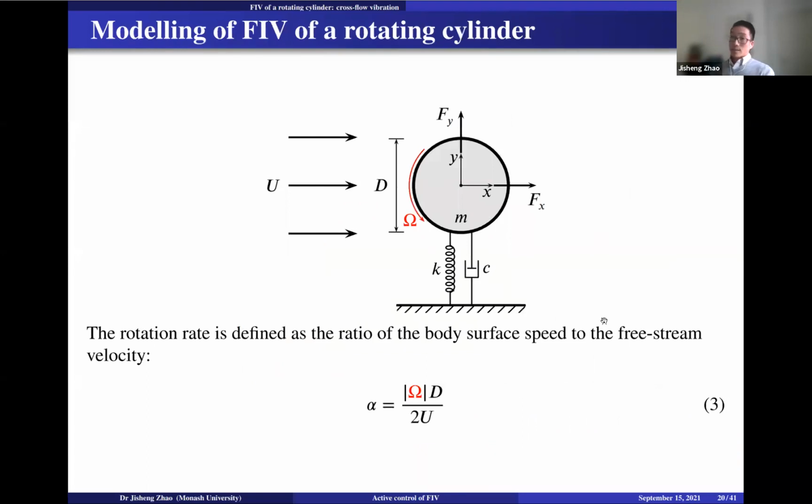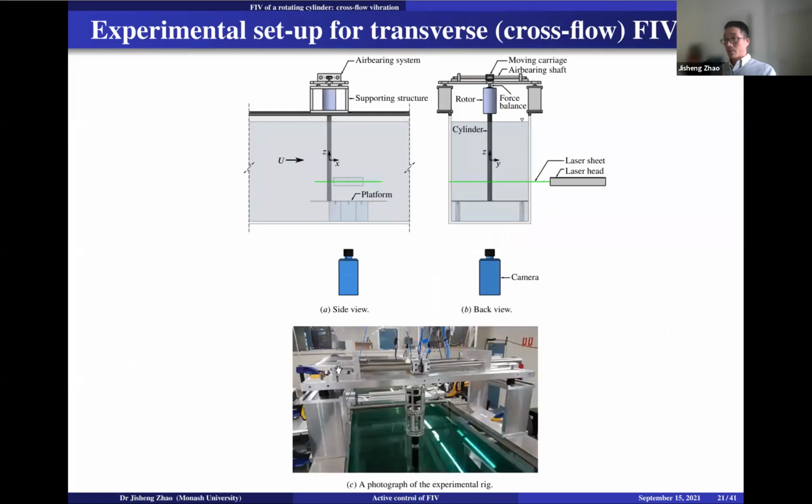Anyway, so this is a schematic of the active control cylinder I use. I call it active control because we input energy to the system. So we have the parameter of rotation rate, alpha, which is normalized by the free stream velocity. Basically, it's the surface velocity divided by the free stream velocity. So this is the setup. On top here, the two figures are schematic drawings, and here's the photo.